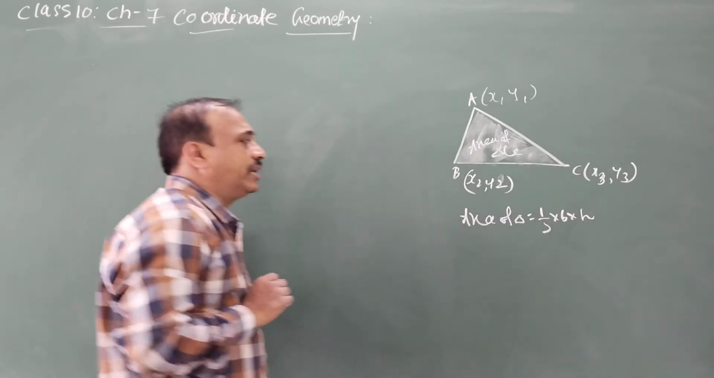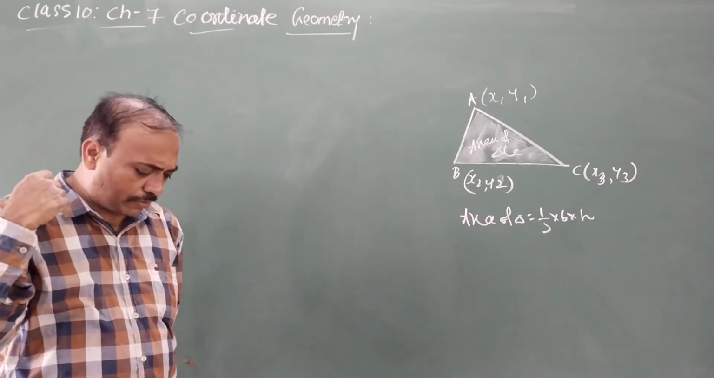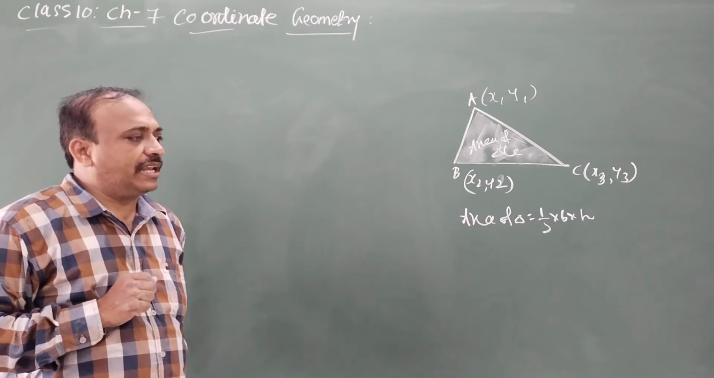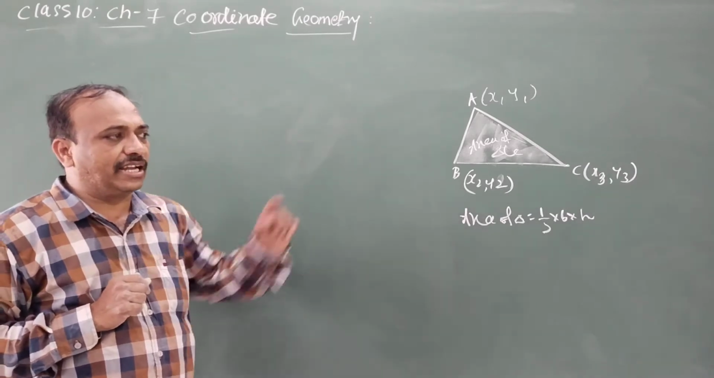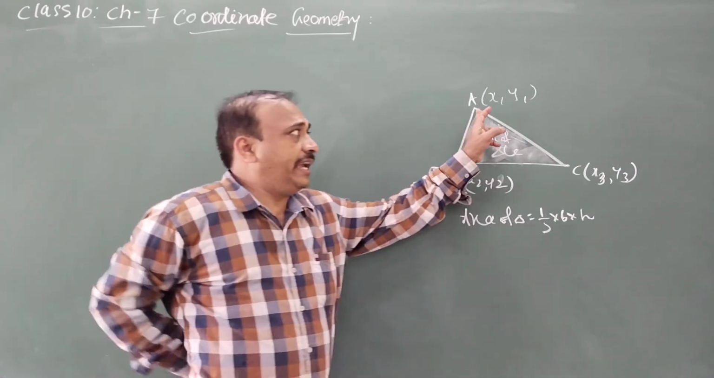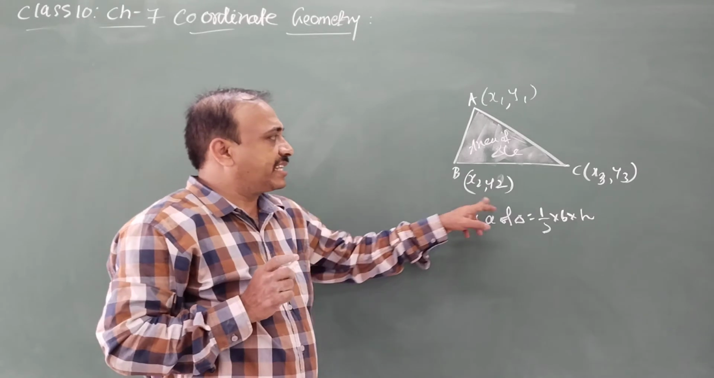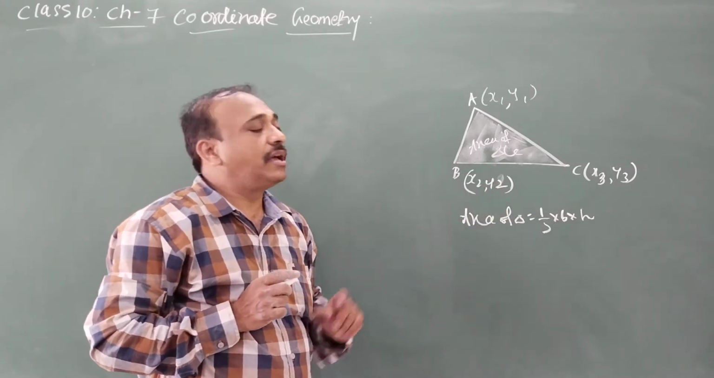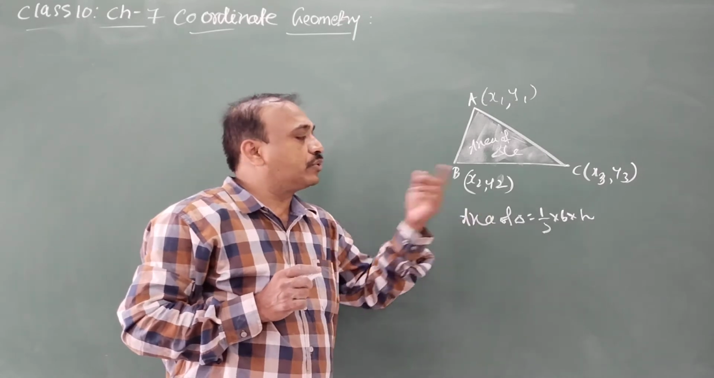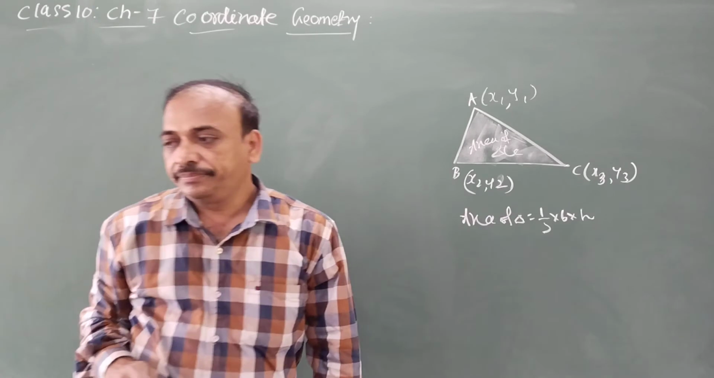But how do we calculate this with the coordinates? How do we calculate the area of this triangle with coordinates? Let A be (x1, y1), B (x2, y2), C (x3, y3). How do we calculate the area of the triangle other than half into base into height? Let us see that.